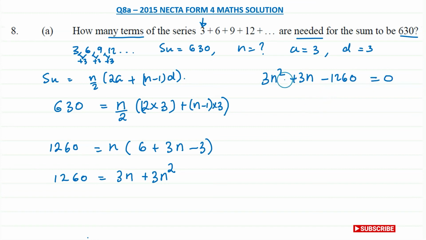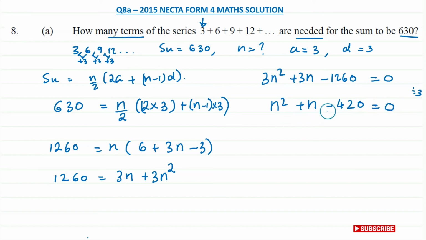Okay, now can I simplify this further to make it easy? I can see 3, 3, is this number a multiple of 3? Well, 1 plus 2 is 3, 2 plus 6 is 9, 9 plus 0 is 9. So yes, that number is divisible by 3, because if you add all the digits, you get a multiple of 3. So I'm going to divide by 3 throughout then. This will give me n squared plus n minus 420 equal to 0.